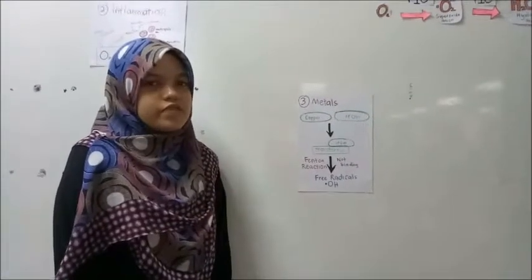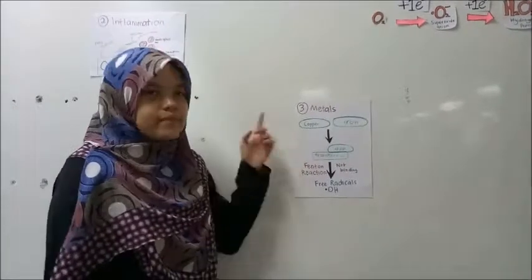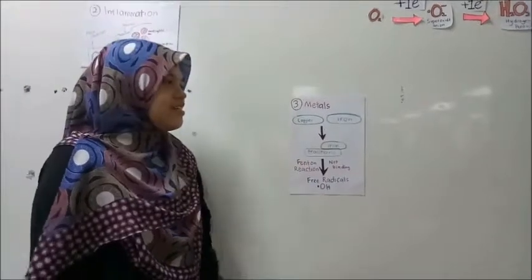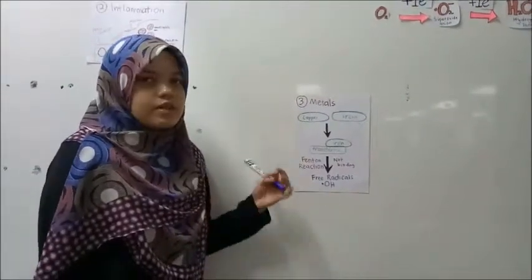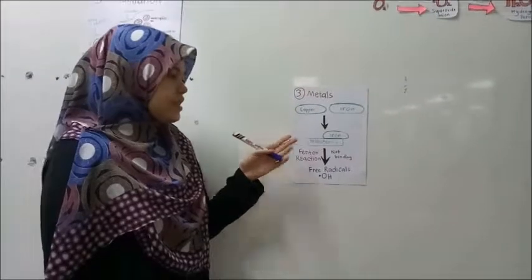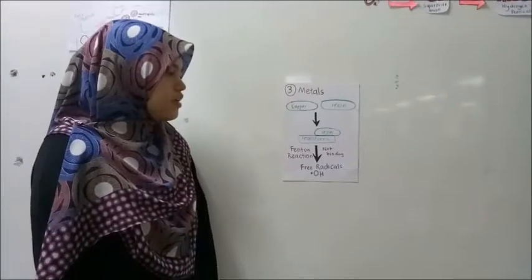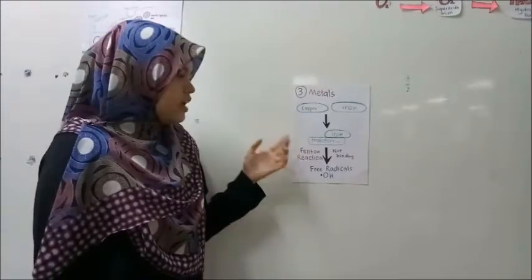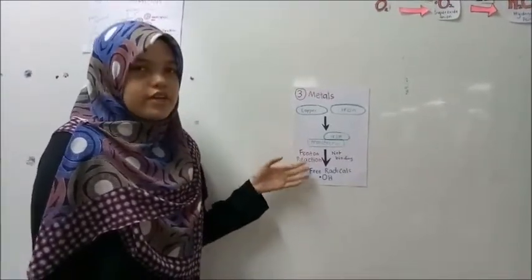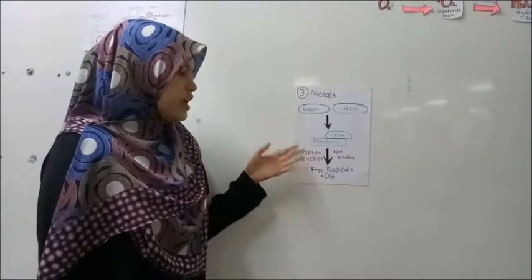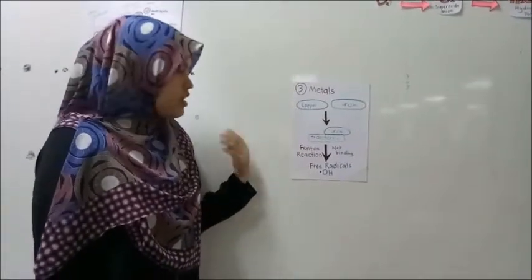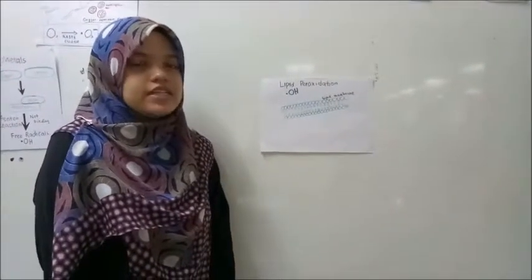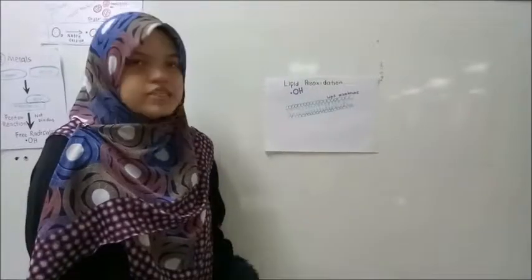The third cause for the formation of free radicals is metal. In our body, there are copper and iron that bind to things such as transferrin. If the iron or copper is not bound to something, it will cause the formation of free radicals, and this process is called the Fenton reaction. So how do free radicals actually damage our cells?